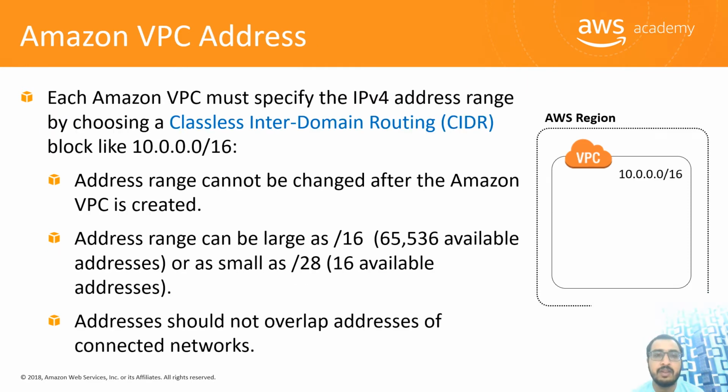What are the addresses of VPC? Each Amazon VPC must specify the IPv4 address range by choosing a classless inter-domain routing CIDR block. The address range cannot be changed after the Amazon VPC is created. The address range can be as large as /16 or as small as /28. The address should not overlap the address of connected networks.